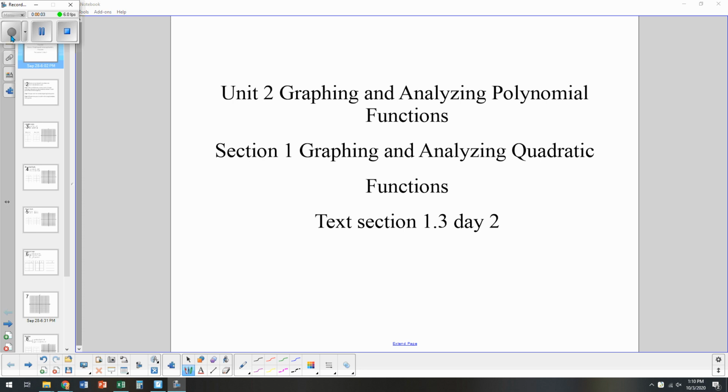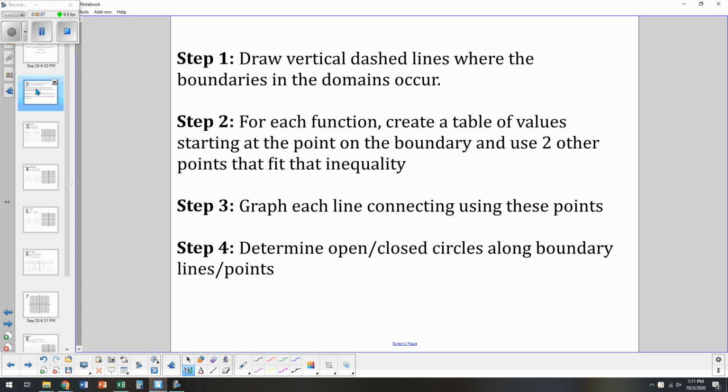This is Unit 2, Section 1. We are covering piecewise functions, Day 2. So today we're going to talk about how to graph a piecewise function.